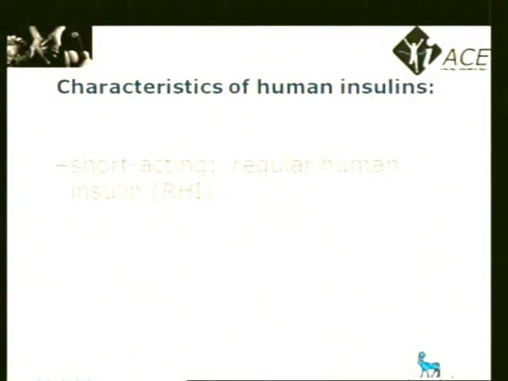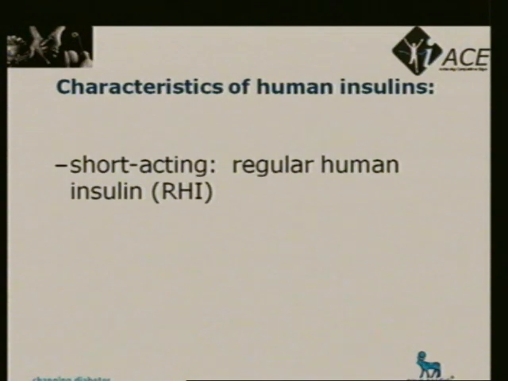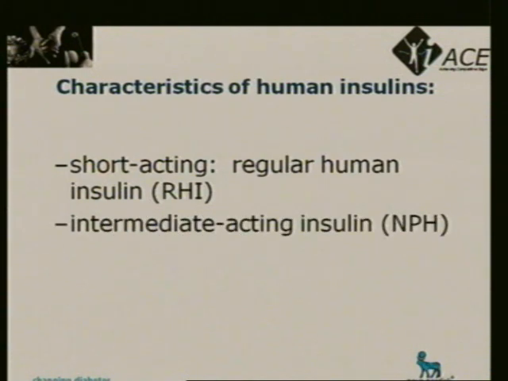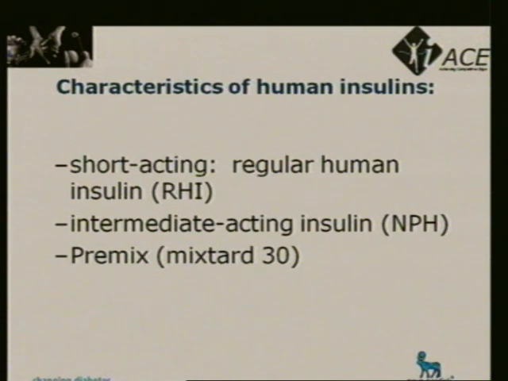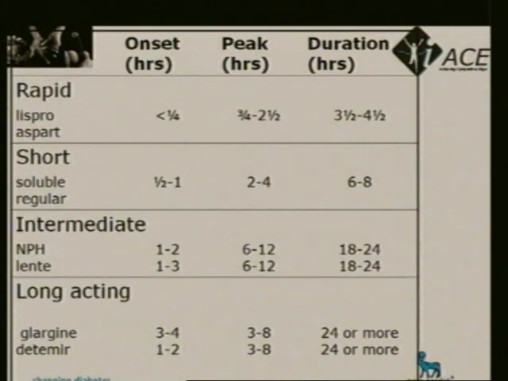Various conventional human insulin. And this is a drawback. So the insulins are of two types: the short-acting or regular human insulin, in short I've labeled it as RHI, and the intermediate-acting insulins or NPH, which we are familiar with, and the premix insulins, which is a combination of the short-acting and the intermediate-acting insulin, which is called premix insulin or biphasic insulins.